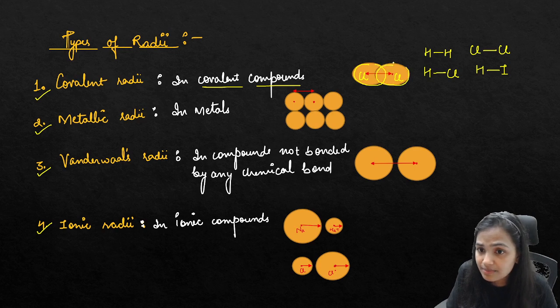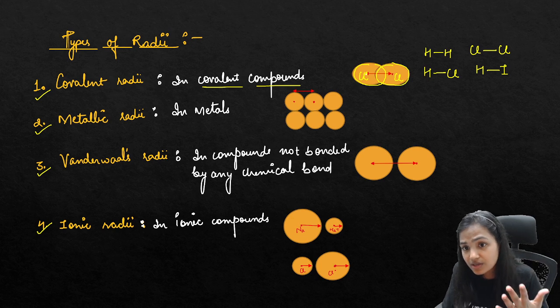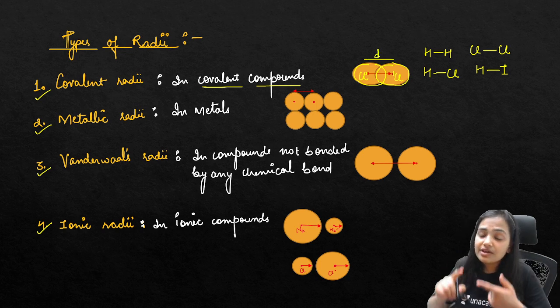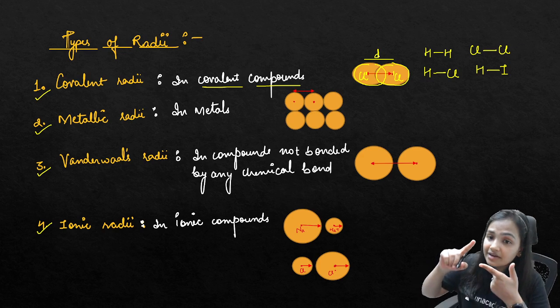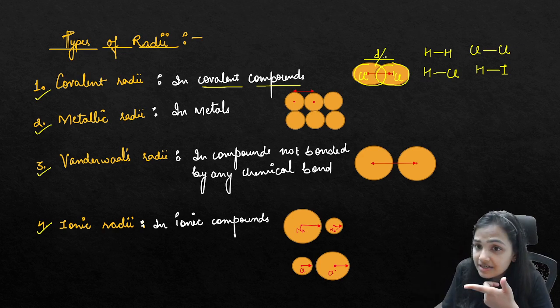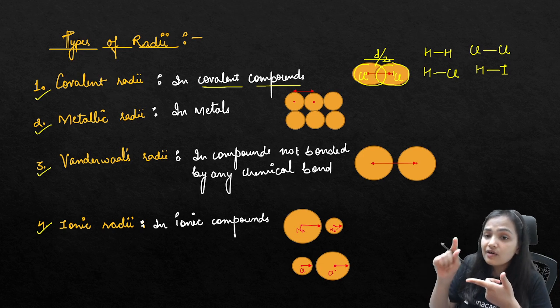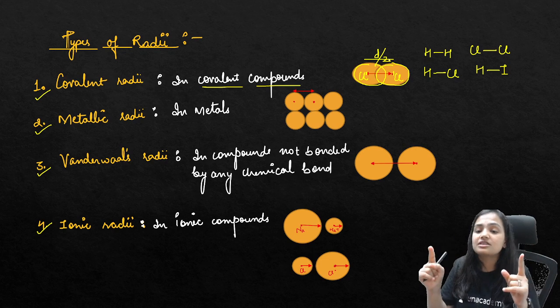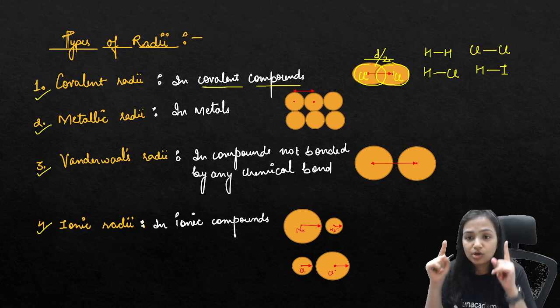When there is an overlap, the distance between the nucleus of this chlorine atom and the nucleus of the other chlorine atom will be said to be d. If we want to know the radius or the atomic size of chlorine, we will do d by 2. That is, half of the distance between the two nuclei of the two atoms of one covalent molecule.